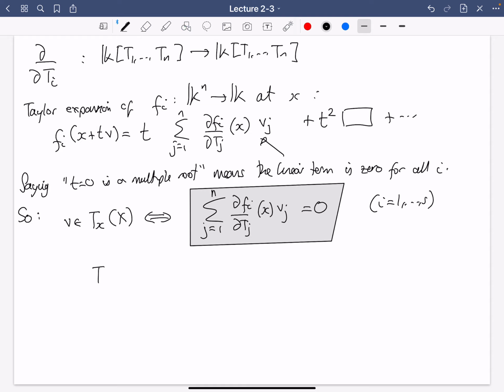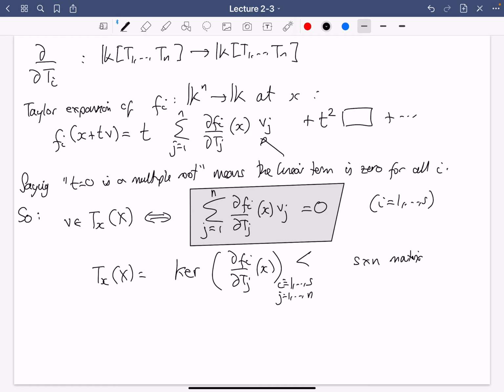In other words, T_x(X) is all about this matrix, partial df_i/dt_j of x, where i is running from 1 up to s, and j is running from 1 up to n. So that's an s by n matrix. It's a linear map, and the tangent space, just by definition, is the kernel of that linear map. From that you see that the tangent space is a subspace of the n-dimensional vector space k^n, which was our affine space that we started with. Okay, so that's our provisional definition.